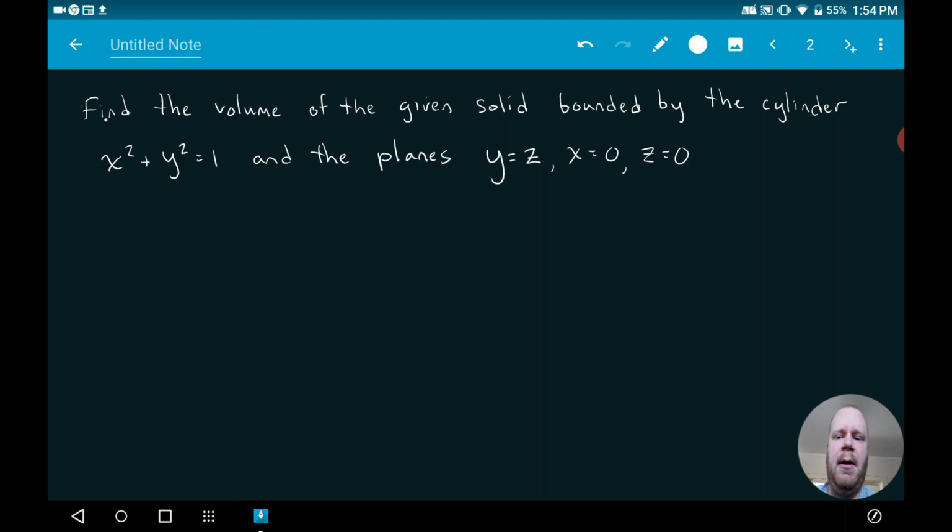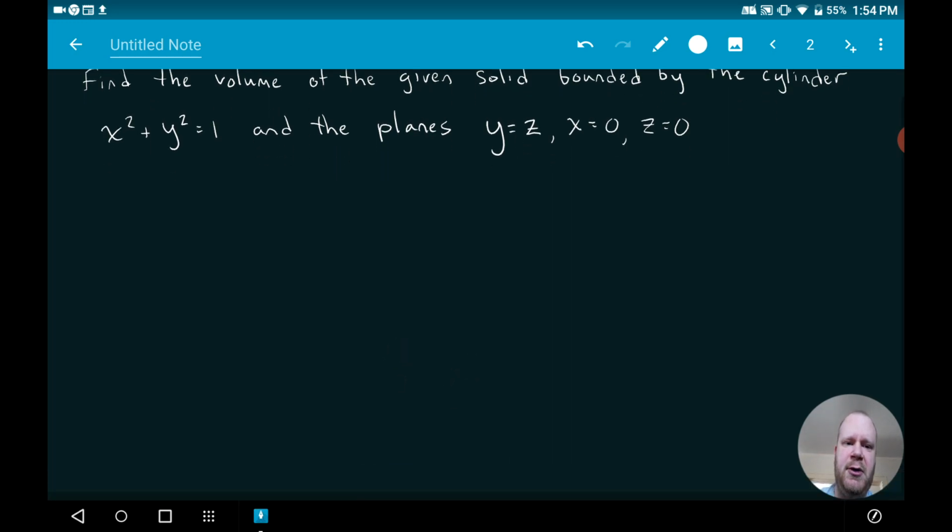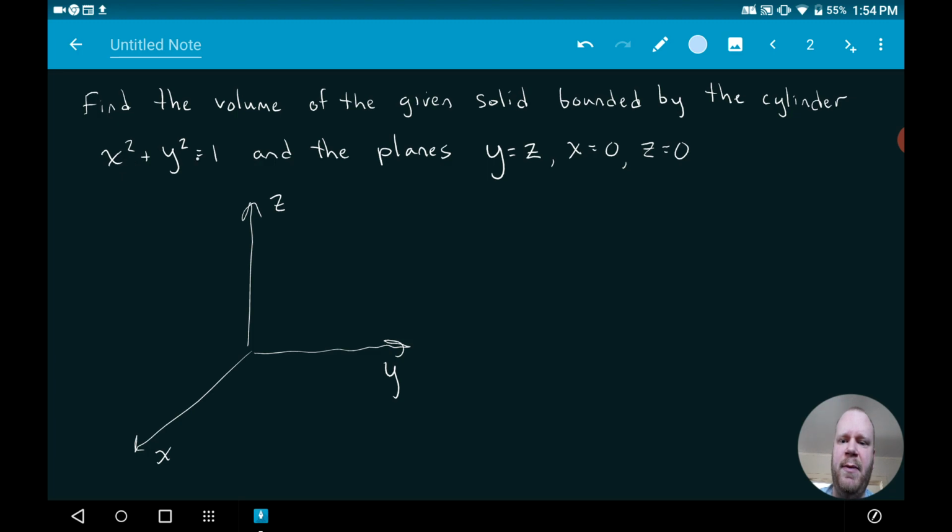For the next one, we're going to find the volume of the given solid bounded by the cylinder. So this is my cylinder, and the planes y equals z, x equals 0, and z equals 0. So I'm going to draw potentially a few sketches here. Maybe I'll draw a really rough sketch, and then I'll make a better attempt at it. So the first thing is we have this cylinder, x squared plus y squared is equal to 1. That's this shape. This is equal to 1.